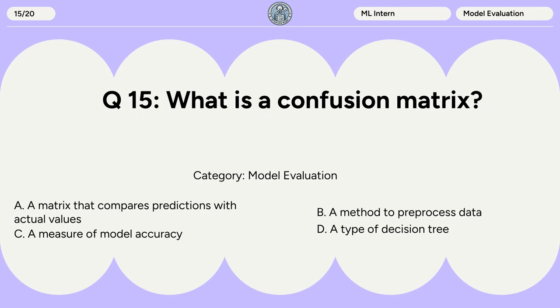Question 15. What is a confusion matrix? A. A matrix that compares predictions with actual values. B. A method to pre-process data. C. A measure of model accuracy. D. A type of decision tree.